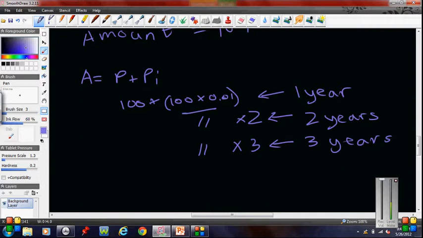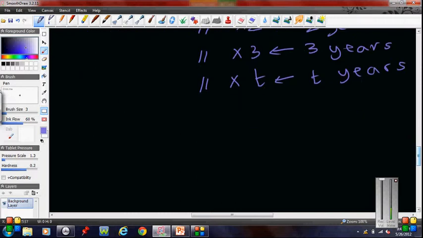So what would be the general formula? Let's say that time is equal to t. In a general sense, it would be multiplied by t for t years. Now we have our equation, and we can write it down. So what we have from this is A is equal to P plus PIT.